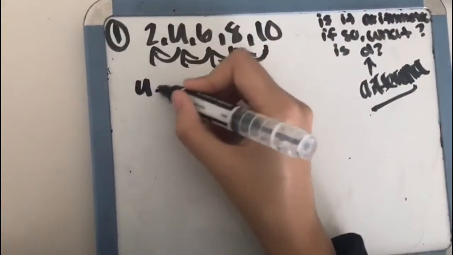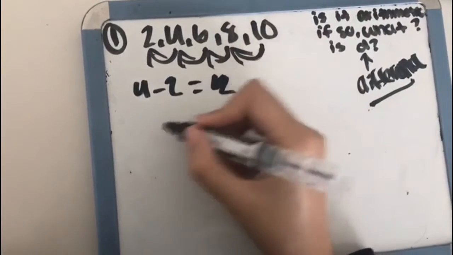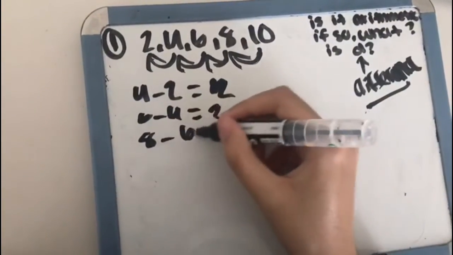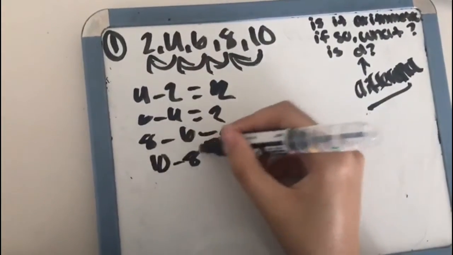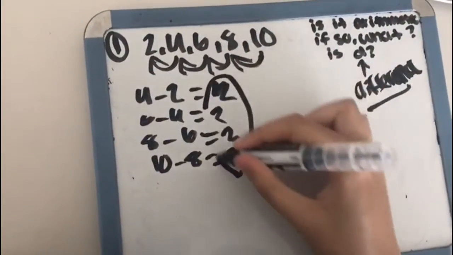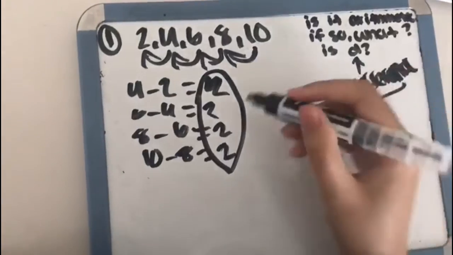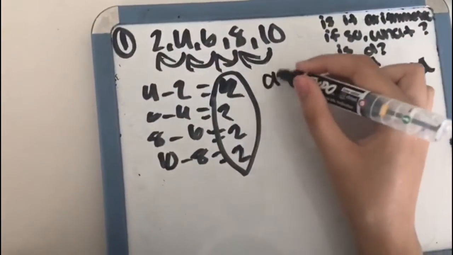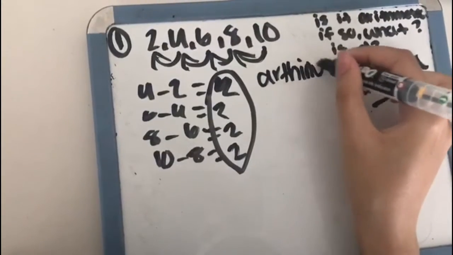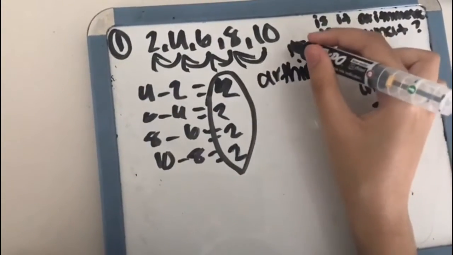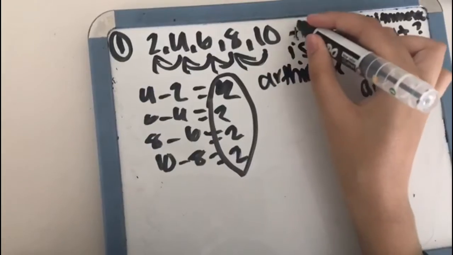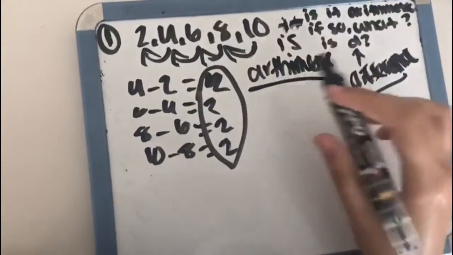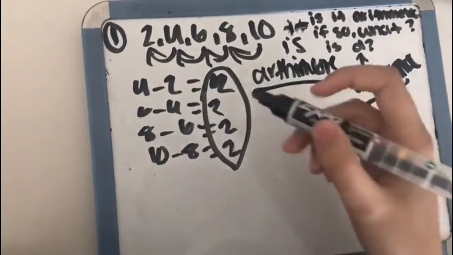So 4 minus 2 equals 2, and 6 minus 4 equals 2, 8 minus 6 equals 2, and 10 minus 8 also equals 2. So that means this is a whole sequence of an equal number. That means that this sequence is arithmetic. Okay, I am very much bad at spelling. It is arithmetic.